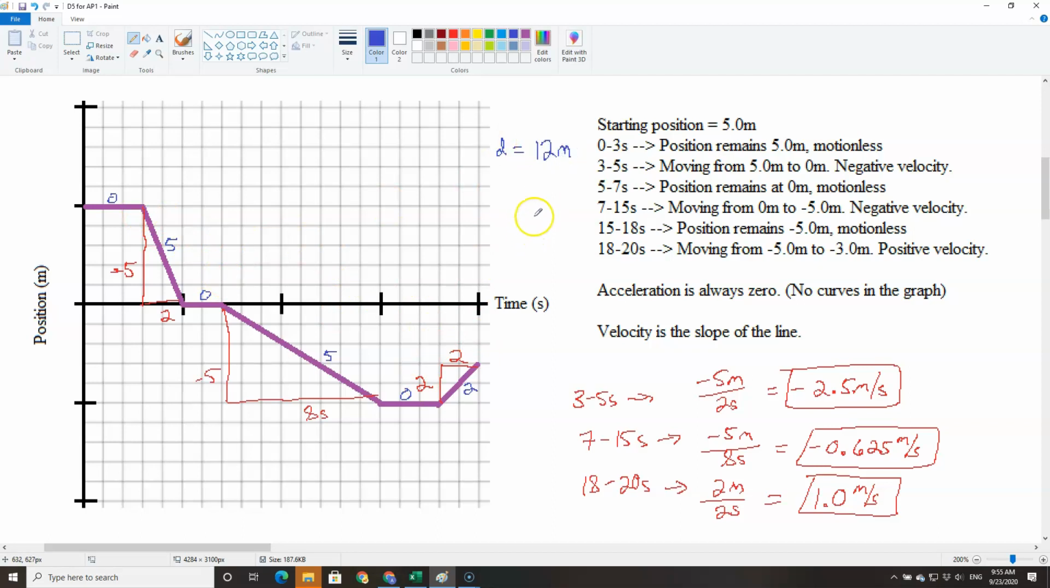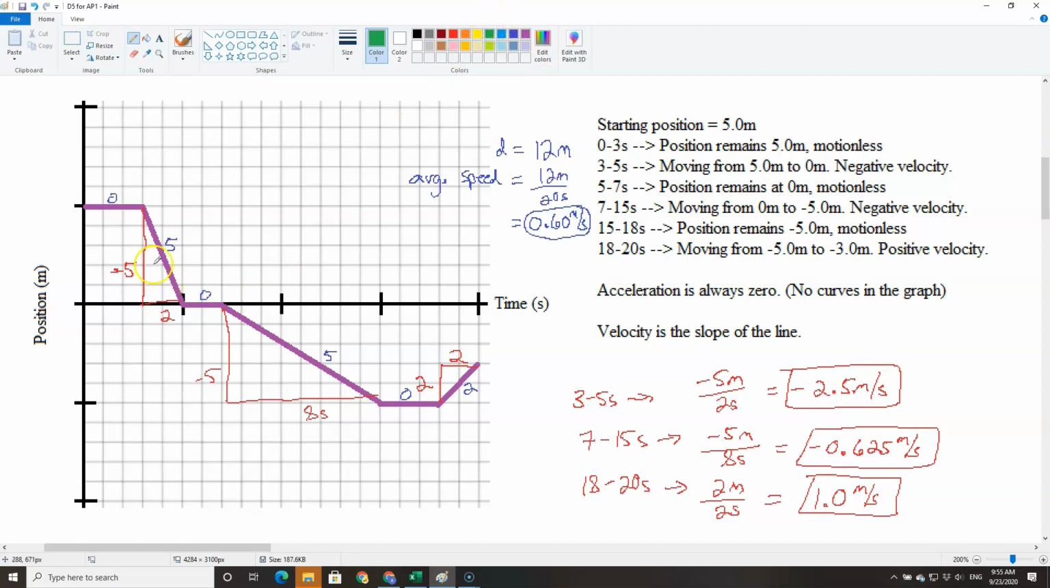Once I have a distance, I can get the average speed. So the average speed is done over a period of time. The average speed would be 12 meters in 20 seconds, or 0.60 meters per second.